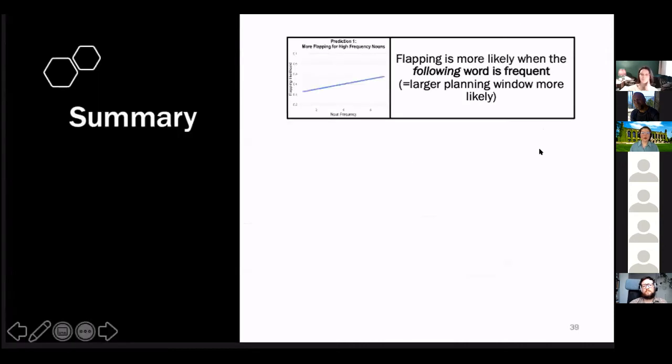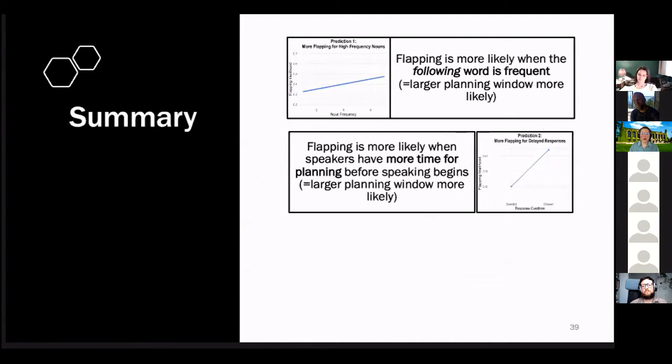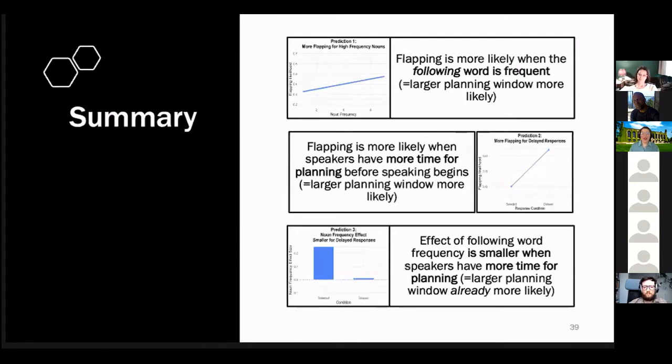All right. So to wrap up this part, if we look back at prediction 1, flapping, we saw that it is indeed the case that flapping is more likely when the following word is frequent, which we interpret as a larger planning window being more likely. And flapping is more likely when speakers have more time for planning before speaking begins, which we interpret as the larger planning window being more likely. And finally, for prediction 3, we see that the effect of the following word's frequency is smaller when speakers have more time for planning, which we interpret as the larger planning window already being more likely in the delayed condition.